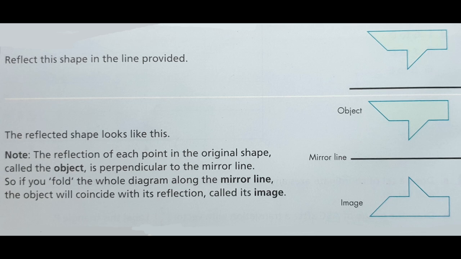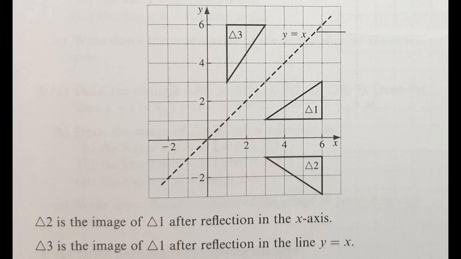The reflection of each point in the original shape, called the object, is perpendicular to the mirror line. So if we fold the whole diagram along the mirror line, the object will coincide with its reflection, called the image. Now in this diagram, if you see, we have triangle 1, 2 and 3. Triangle 2 is the image of triangle 1 after a reflection in the x-axis. Triangle 3 is the image of triangle 1 after reflection in the line y equal to x.